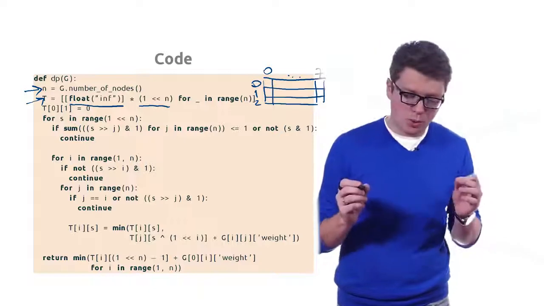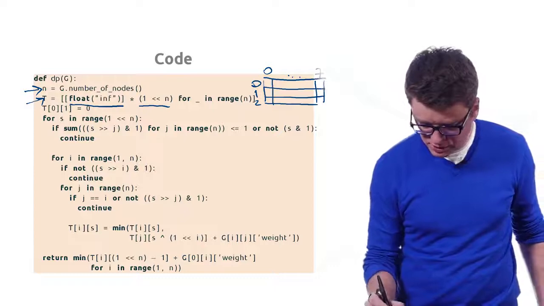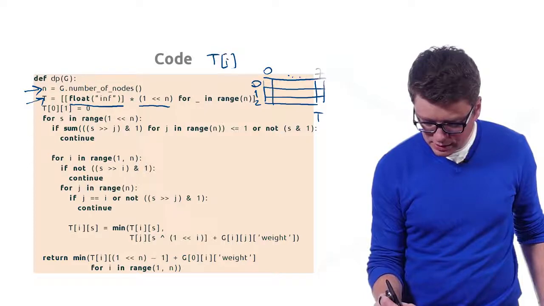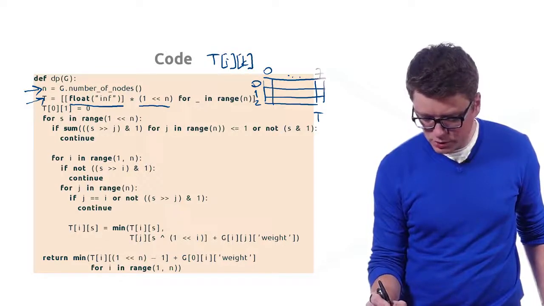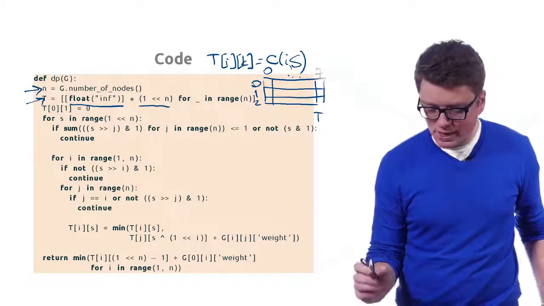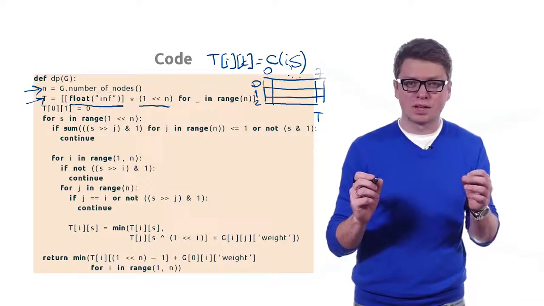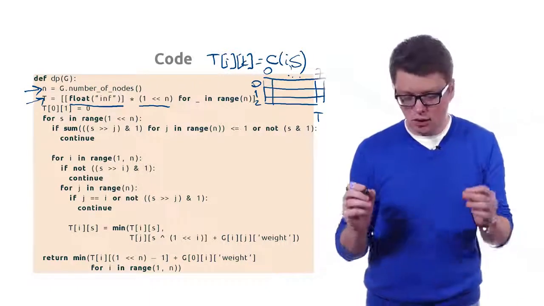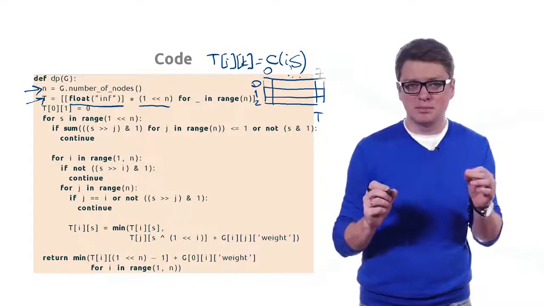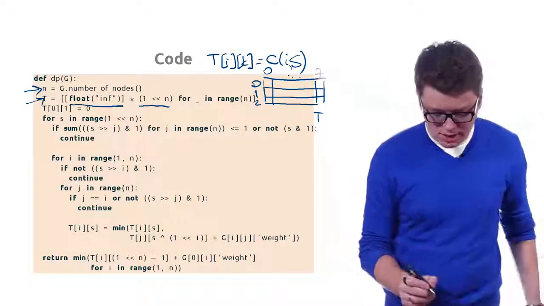And how are we going to use this table? Well, this is table T, and in a cell T of I, K, we are going to store the value of the function C of I, S, where S is the set corresponding to the integer K. Recall that S is the set of all elements that have non-zero bits in the binary representation of K.